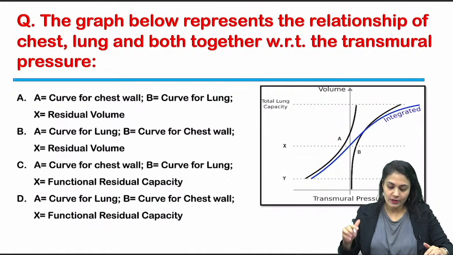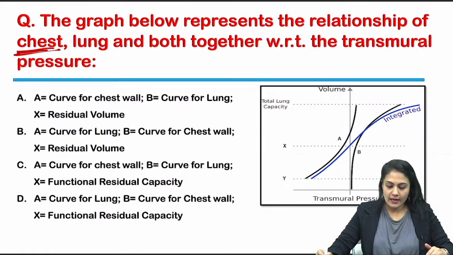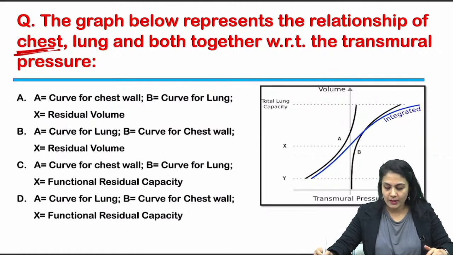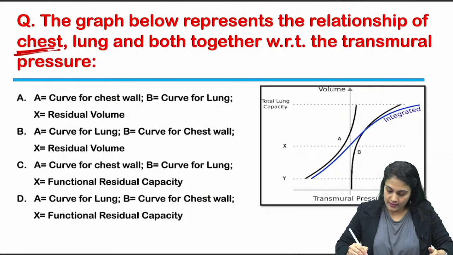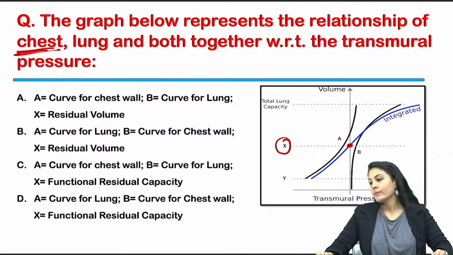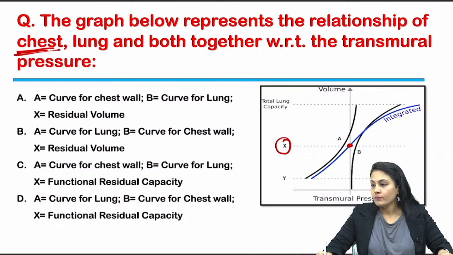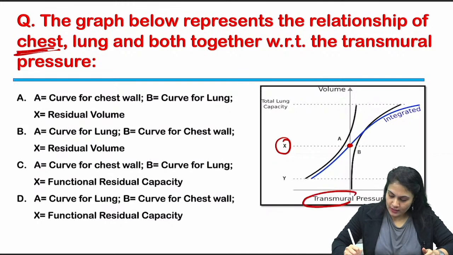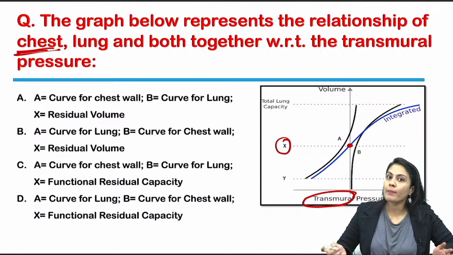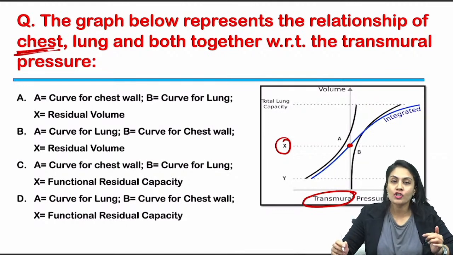Alright, next question. The graph below represents the relationship of chest, lungs and both together with respect to transmural pressure. Which one of the graphs is of the lungs, which graph is of the chest wall, and what is this X over here? Yes please, answers. Now remember that this is the transmural pressure and this is not the intra pressures. There is a difference between intra pressure and trans pressure.